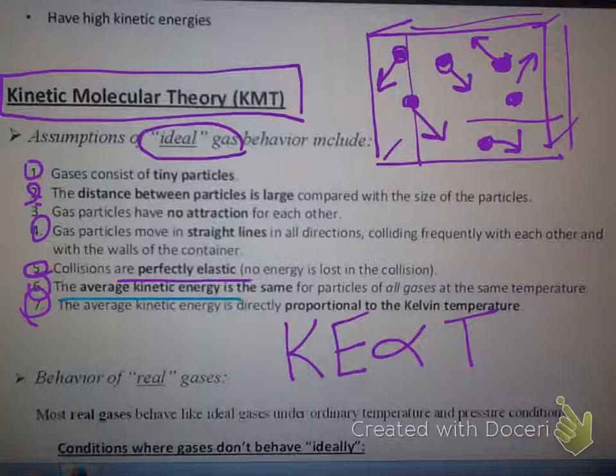If I decrease the temperature of the gas, I decrease its kinetic energy, which means if it has the same mass, then it basically means it's moving at a slower rate. So gases at higher temperatures move at faster speeds, and gases at lower temperatures move at lower speeds. Now I'll give you an example of this.